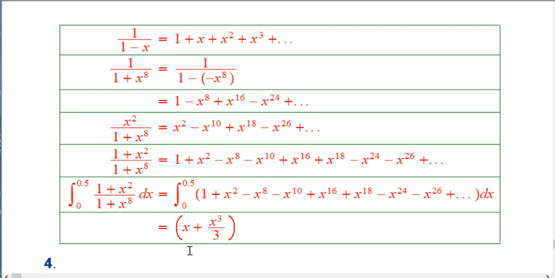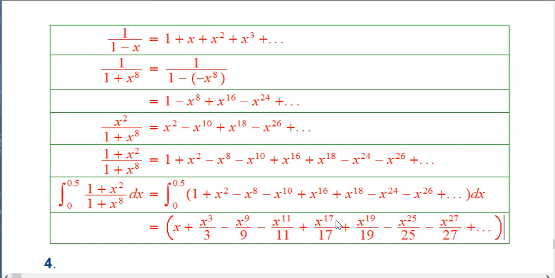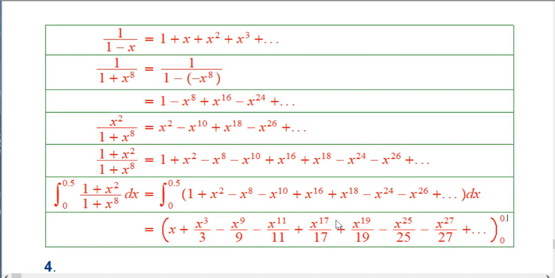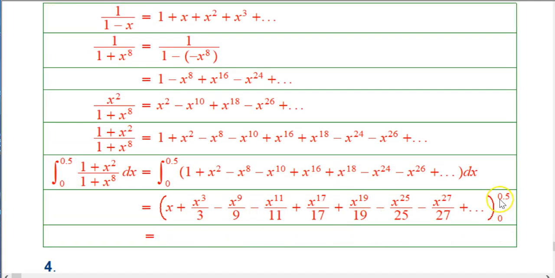X cubed over 3 minus x to the 9 over 9 minus x to the 11 over 11 plus x to the 17 over 17 plus, trying to be a little quicker, x to the 19 over 19 minus x to the 25 over 25. Let's just do one more, almost certainly more than I need, but it's a little hard to know in advance. And that's evaluated from 0 to 0.5. Like I was saying, you usually would have to evaluate it at both places and subtract, but because this is a polynomial, whenever you integrate to get a polynomial, it's not going to have a constant term. It's always going to die at 0.